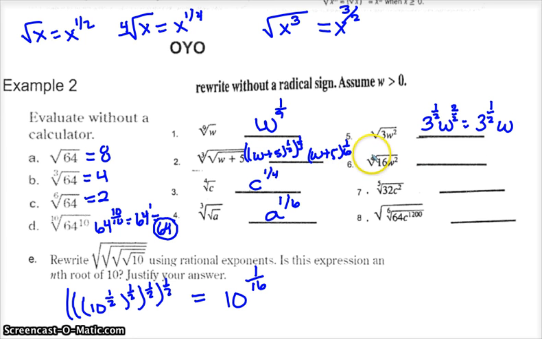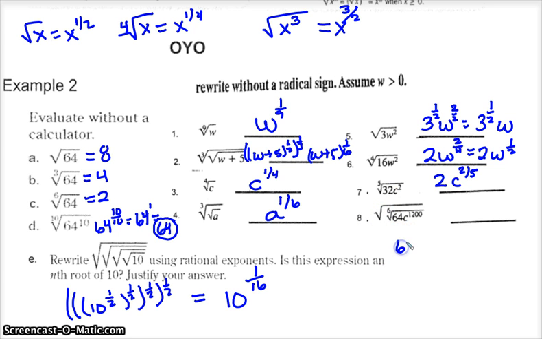Number 6, the 4th root of 16 is 2. And now check this out. I've got w, the 2nd power to the 4th root. This exponent can be reduced. So I've got 2w to the 1/2. Hopefully you're catching on. Number 7, the 5th root of 32 is 2. C to the 2/5. And then our last, we're going to go ahead and get rid of the radical symbol first, and then we'll start to reduce some of the exponents.